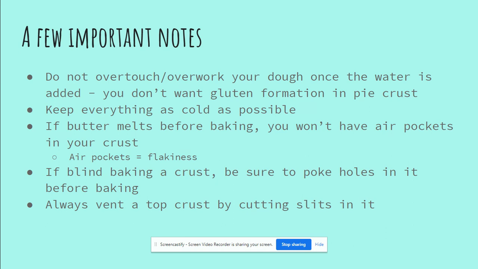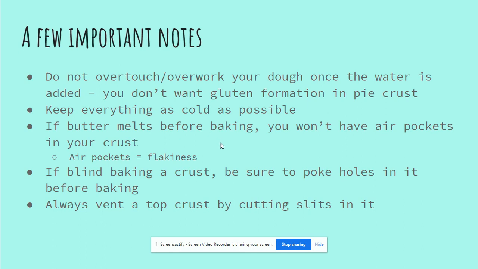All right, a few important things you need to know about when you're making pie. If you overtouch or overwork the dough once you add the water, then gluten starts to form. Gluten is good when you're making bread. It is not good when you're making pie crust. You don't want your pie crust to be stretchy. It's going to end up being tough, and that's not the kind of texture you want for pie.